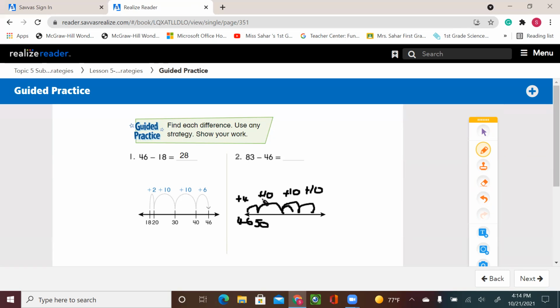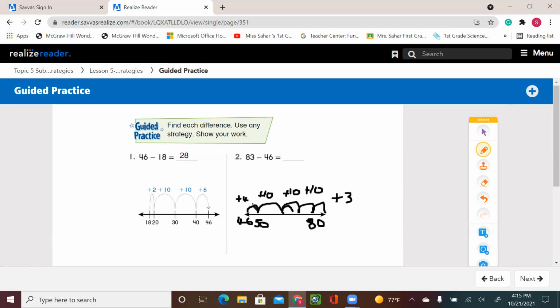I have 4, and 1, 10, 2, 10, 3, 10. Landed on 40. Oh, I'm sorry, landed on 80. Over here, 80. Then I have 3 more jumps. So I'm gonna write here plus 3.